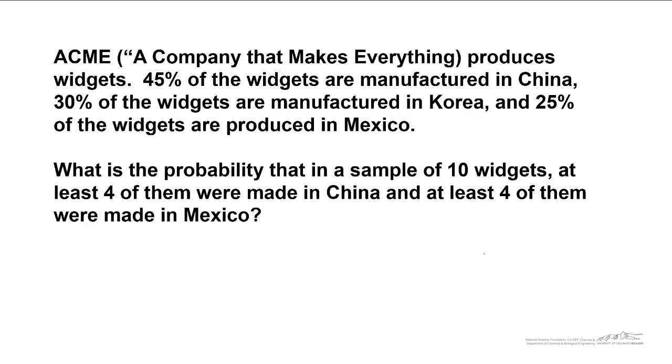So to help you out, which of these possibilities satisfy the constraint that at least 4 of them have to have been made in China and at least 4 of them were made in Mexico? So given the answer to that question, what's the probability then, and you can do the calculations, that at least 4 of them were made in China and at least 4 of them were made in Mexico?